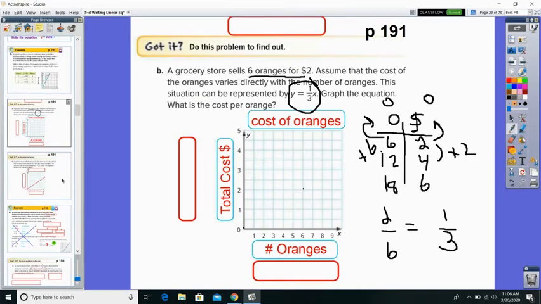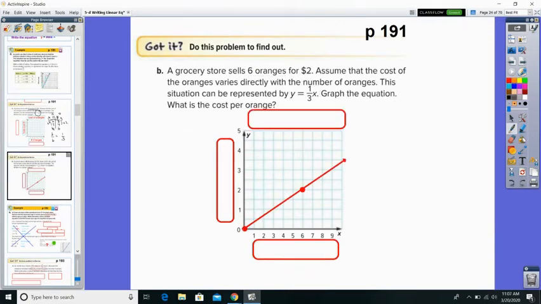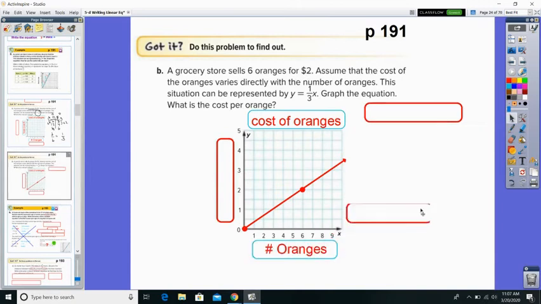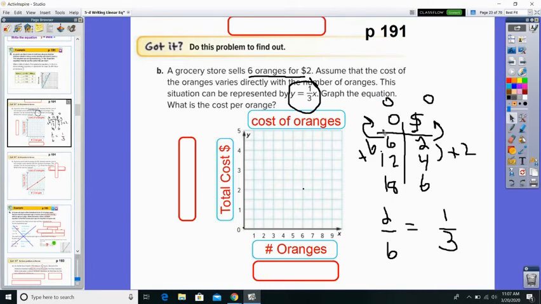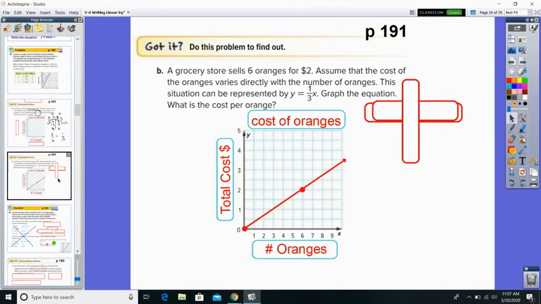And I've done this much more neatly on the next page for you. And I will pull away, once again, all of the boxes so you can see. At 0, you haven't bought any oranges, so there's a point at 0, 0. And at 6 oranges, they charged you $2. I showed you exactly where that rate came from on the previous page. 6 oranges, $2, and I graphed it. So there are my 2 points.